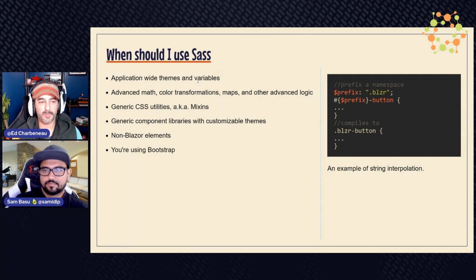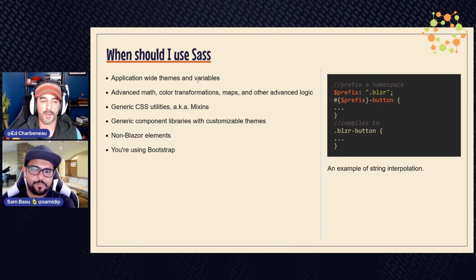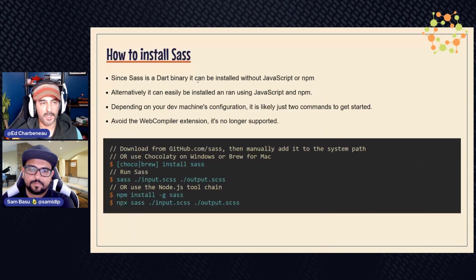Sass is great for non-Blazor elements. If you want to theme something that is just HTML and CSS, then this is a great place to start. And if you're using Bootstrap, Sass is going to elevate that Bootstrap game and give you a lot more flexibility with Bootstrap. It makes it a lot easier to theme your Bootstrap components and elements that you're using. Bootstrap is actually built with Sass, by the way.